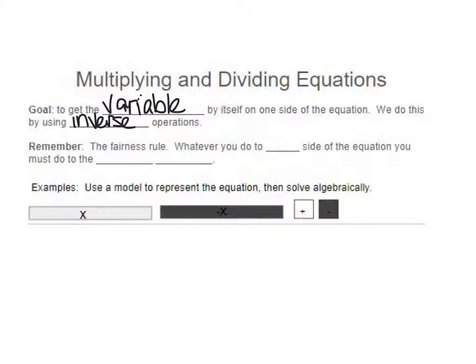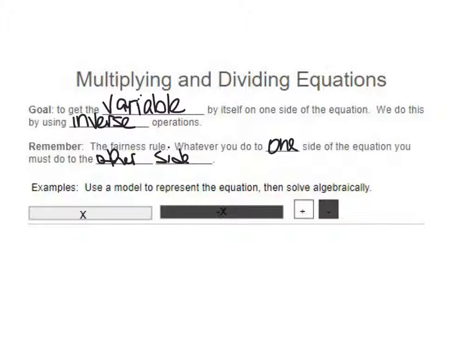Now it says, remember the fairness rule? So the fairness rule: whatever you do on one side of the equation, you must do on the other side. And this is the same for all equations. Later on we're going to learn inequalities, but you need to remember those two.